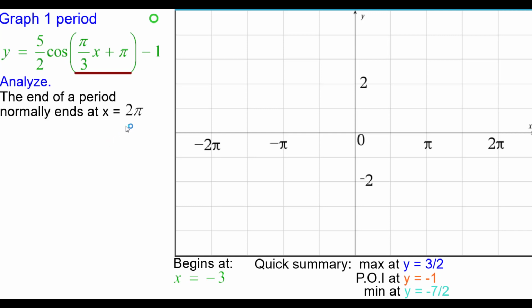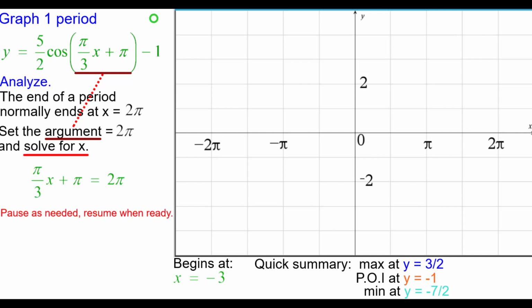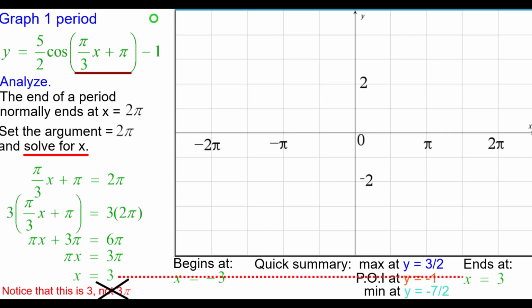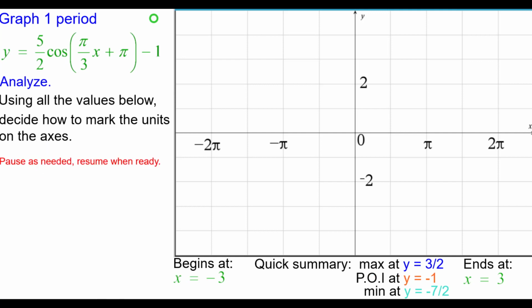The end of the period normally ends when the argument is equal to 2 pi, so we'll set that entire argument equal to 2 pi and solve for x. Pause as needed, resume when you're ready. Multiplying again each side by 3, each term, and then subtracting 3 pi from each side, and dividing each side by pi gives us x equals 3. Again, not 3 pi, just plain old everyday 3. And so the first wave will end at x equals 3. Pause as needed.